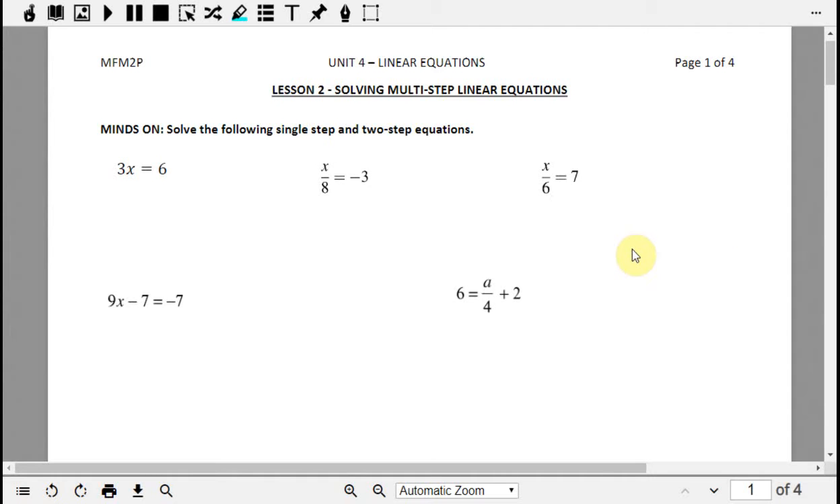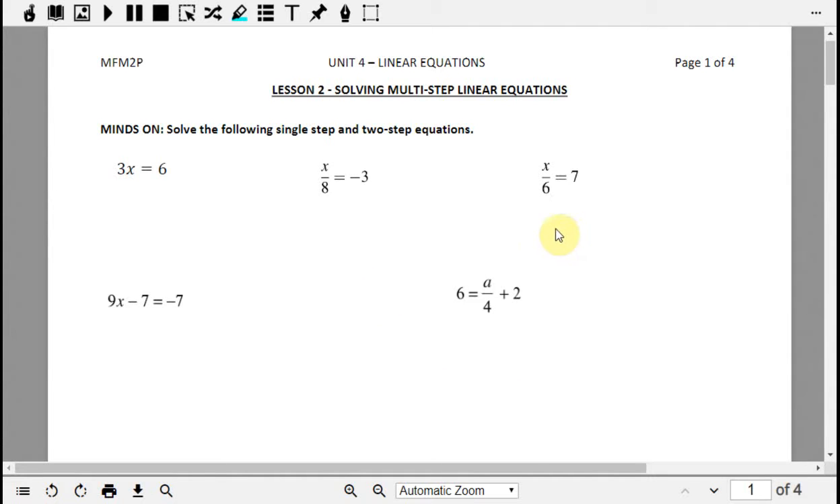This lesson is about solving multi-step linear equations. Prior to this, we were learning to solve linear equations that involved one or two steps. In this case, there could be one, two, or more, and we're going to focus on the ones that have more steps. But in the Minds On, we're just going to review solving the one and two step equations.